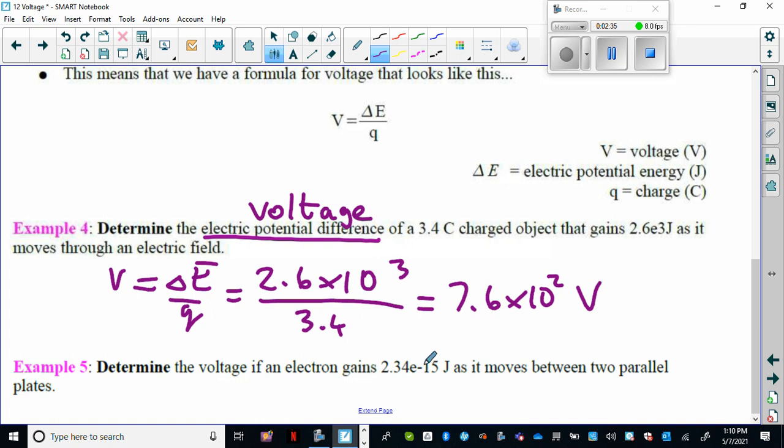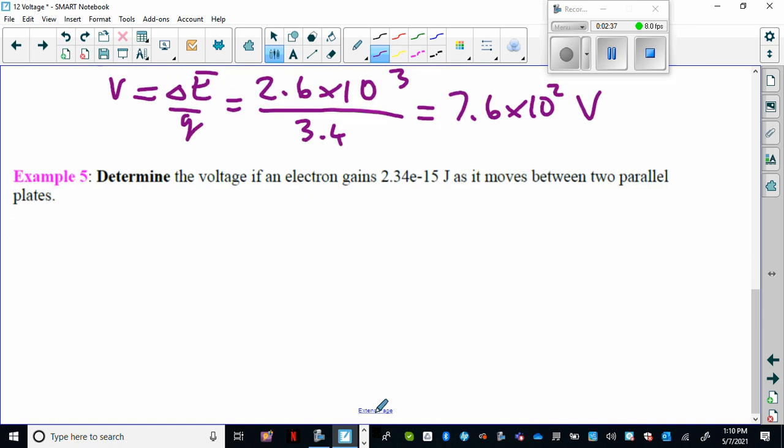Example 5 says determine the voltage if an electron gains 2.34 times 10 to the negative 15 as it moves between two parallel plates. So it's an identical question, except this time they don't give you the charge. However, they do give you the charge because it says an electron.